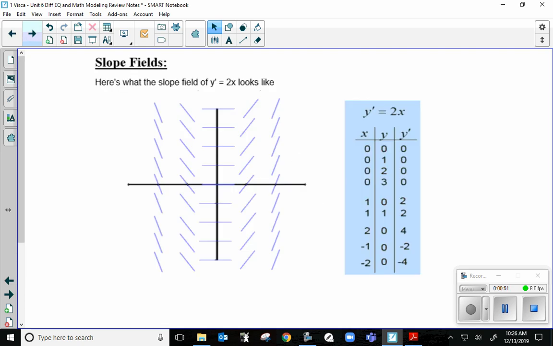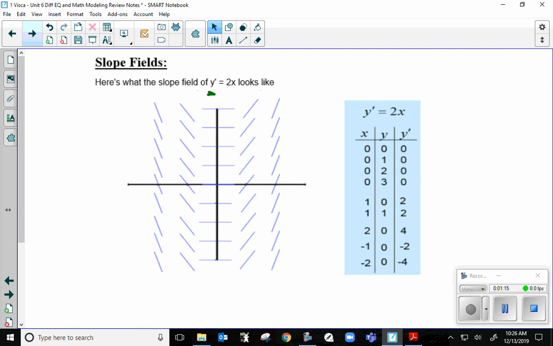Now, slope fields. I don't like slope fields, not because they're difficult, but I like calculating things. I like equations. I like going crazy with things. And this to me seems a little bit elementary, if you will. So here's what a slope field of y prime equals 2x looks like. Why is it called a slope field? Because a derivative is the same thing as a slope. Remember? You should at this point.